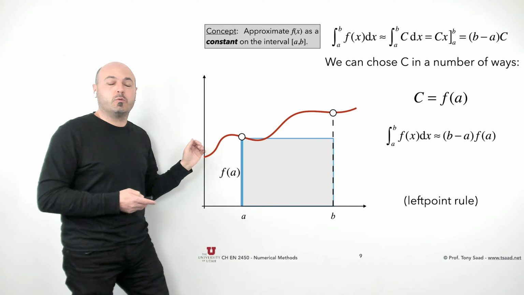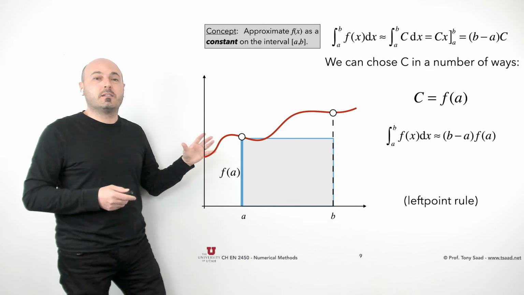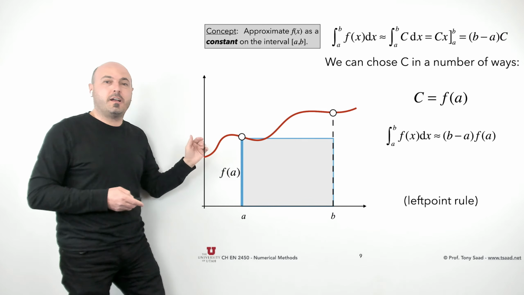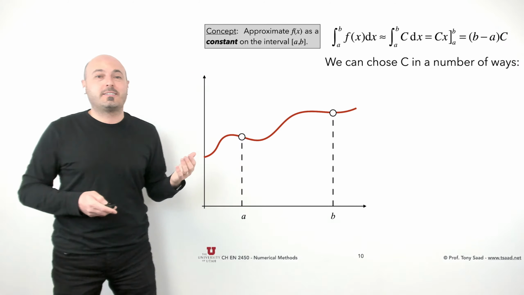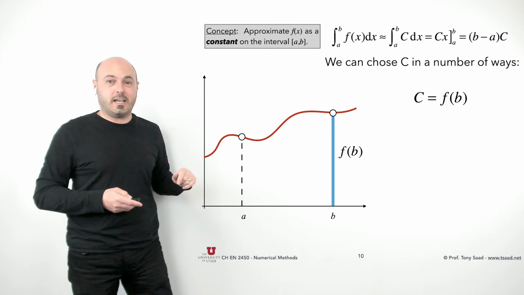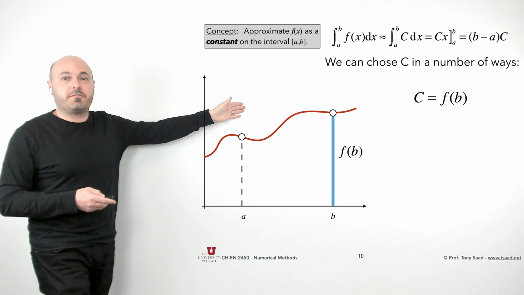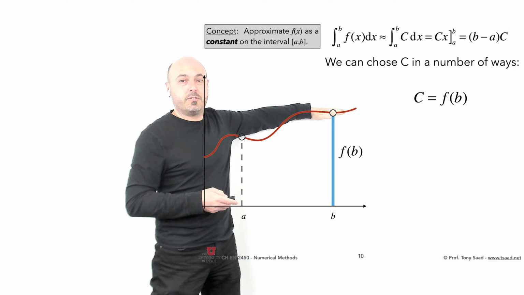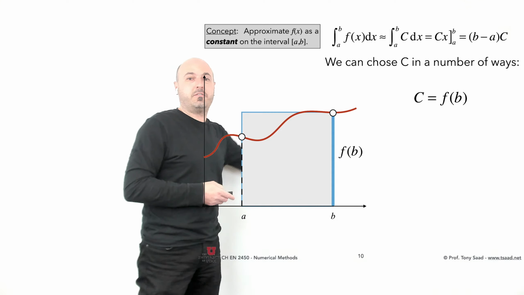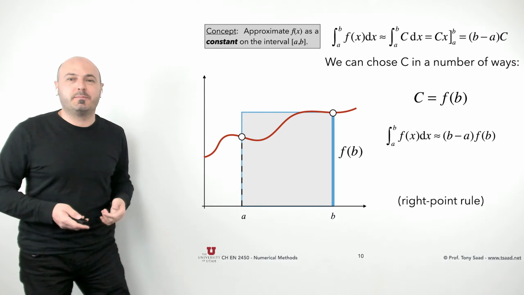That's called the left point rule, because you chose your constant, you approximated the function as the value at the left point, f of a. Now you could do the same and say, instead of f of a, I'm going to take f of b. Same thing applies. That would be your constant, and you approximate the function with that value over the entire interval. So you approximate your area under the curve by this rectangle, and then the calculation would be b minus a times f of b.